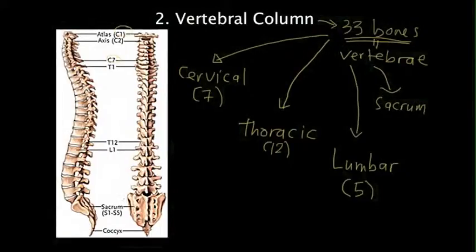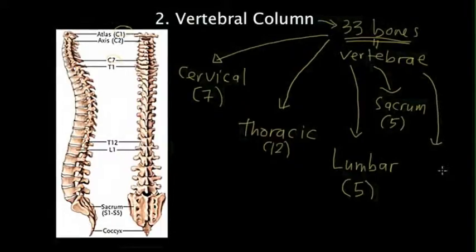You can see that the sacrum here looks like one big bone, right? But it actually consists of 5 small bones known as sacral that have fused together. So the sacrum is made up of 5 small bones.